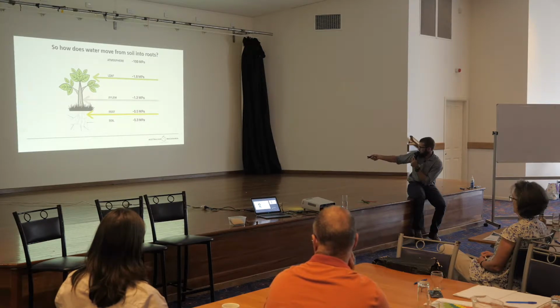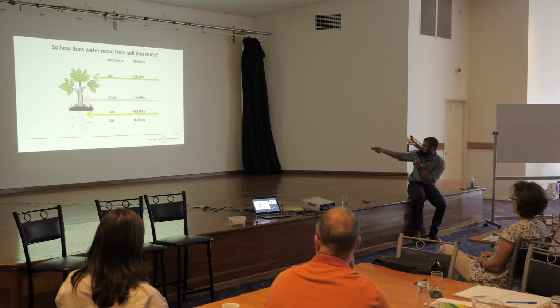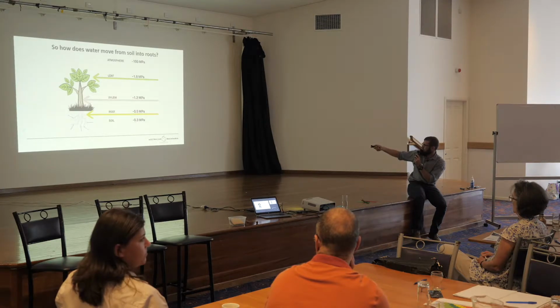The number is bigger there. -3 is bigger than -5. So the soil is wetter. Water moves from the soil to the roots, from the roots into the xylem, and then from the xylem into the leaf. And the atmosphere is the biggest sucking power here.